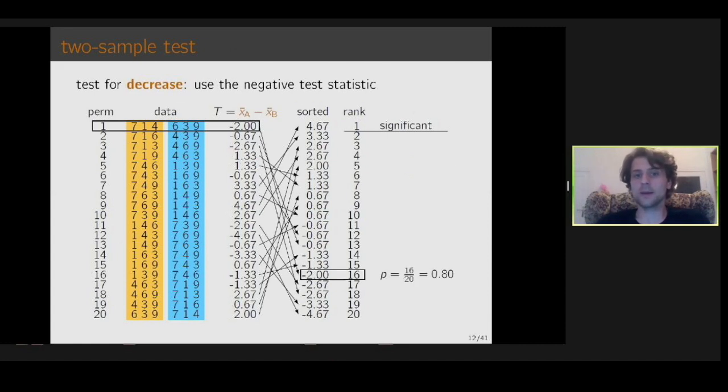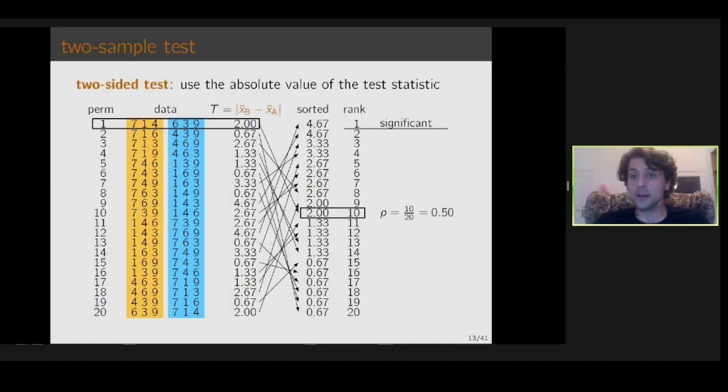One can also implement a test for decrease. So instead of asking, is there an increase from A to B, is there a decrease from A to B, which in the end would just mean to reverse the difference, or equivalently use the negative test statistic, also not significant in this case. Finally, we can also run a two-sided test where we use the absolute value of the test statistics, because in this way the most extreme negative values and the most extreme positive values are all becoming extreme positive values.